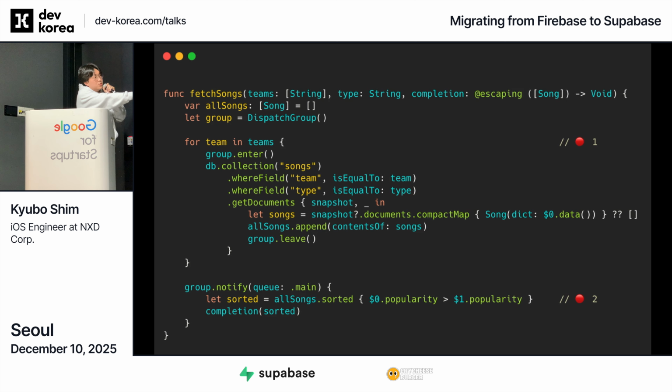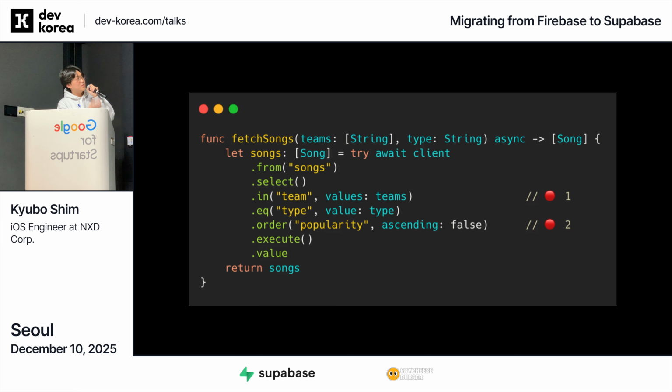And at the red dot number 2, we have to sort the result ourselves in the Swift code, like I said before. So the app is doing all the heavy lifting: looping, merging, sorting, all of it. That's a lot of logic, really. And bam, that's the Supabase code we're using now that we've migrated.